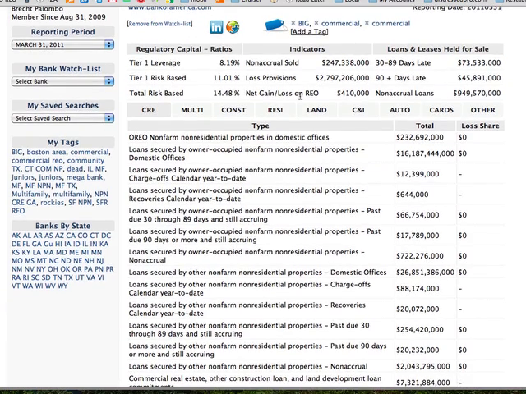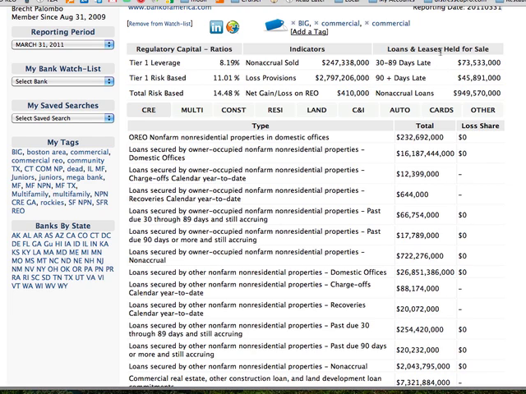Here's net gain and loss on REO. This is the difference between what a bank has charged off on their loans versus what they've brought the property back in as REO. Now they've resold it. This is the difference. In this case, they did pretty well.